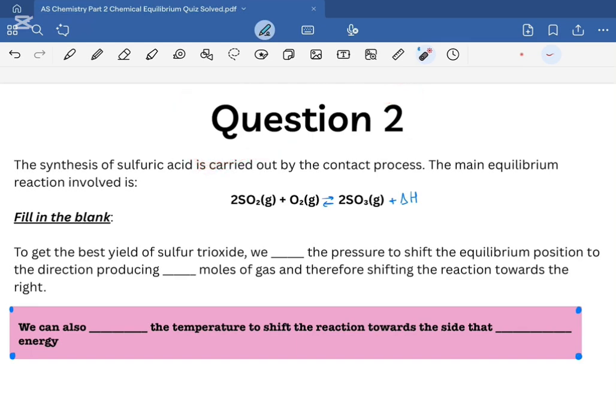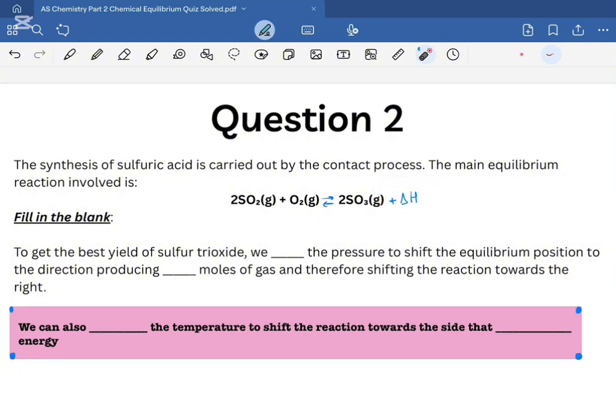Question 2. The synthesis of sulfuric acid is carried out by the contact process. The main equilibrium reaction involved is this reaction, in which I have 2 moles of sulfur dioxide reacting with 1 mole of oxygen to give 2 moles of sulfur trioxide. And this reaction is exothermic as delta H is on the product side.